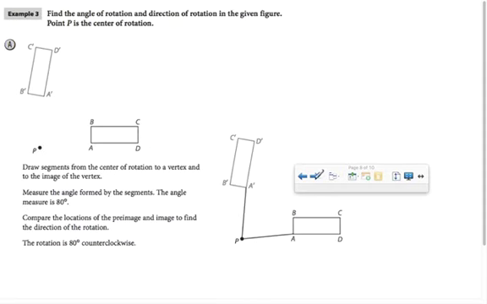In example 3, a rotation has already taken place, but they're asking us to find the angle of the rotation. So in part A, the example is done for us. Look at what they did. They drew a segment from P to a point, and then from P to its image. So they drew segment PA, and then they drew segment PA prime. They used a protractor, and they measured the angle. Therefore, the angle of the rotation is 80 degrees, and it was counterclockwise.